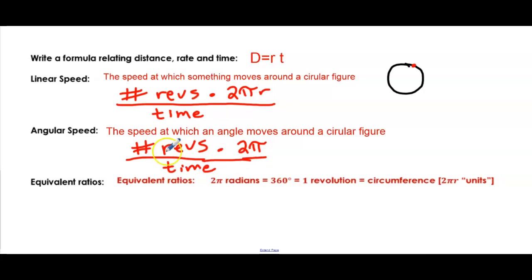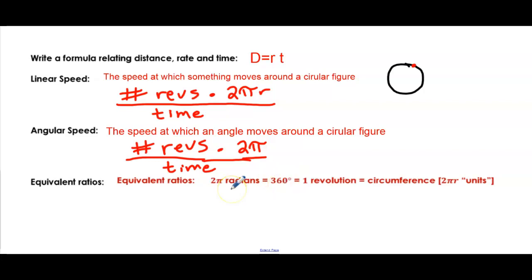So this has to do with its spinning, and then the linear speed has to do with the distance that it would travel. Okay, so your equivalent ratios here. Our 2 pi radians, that's 1 revolution. 360 degrees, that's 1 revolution.